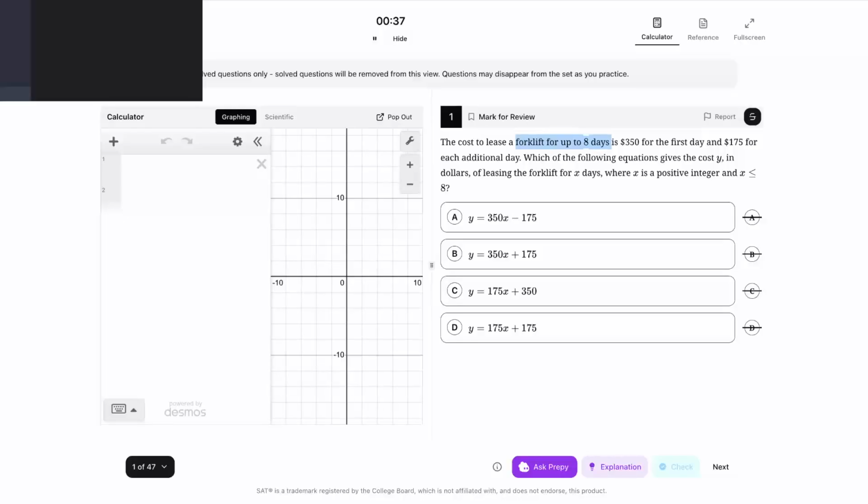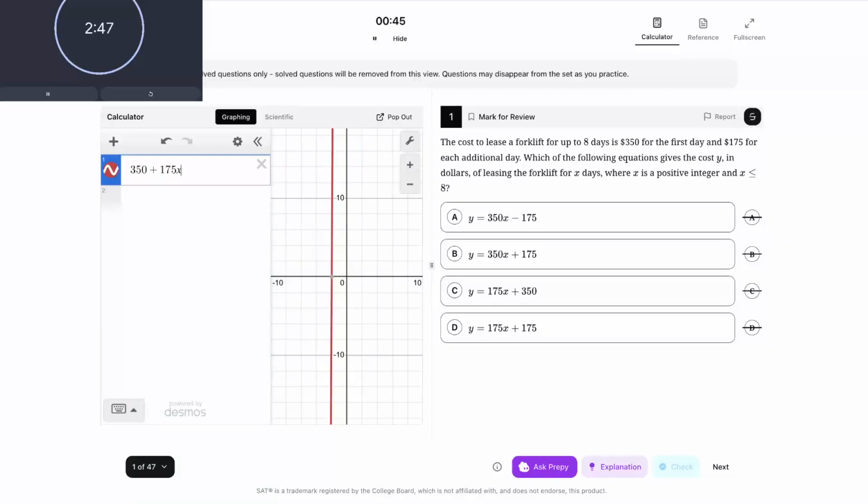Okay, so basically it's up to 8 days. So 350, right, for the first day, and then 750, 175x, and it's for 8 days. So let's do 7 right here. So pretty much everything that's here should be correct. So this is incorrect. This is incorrect. This is incorrect because I basically just plug it in.